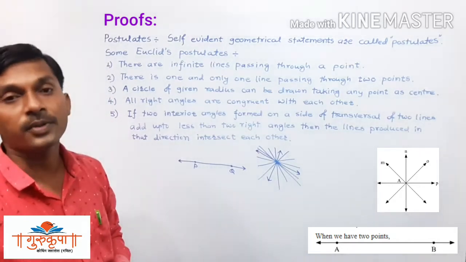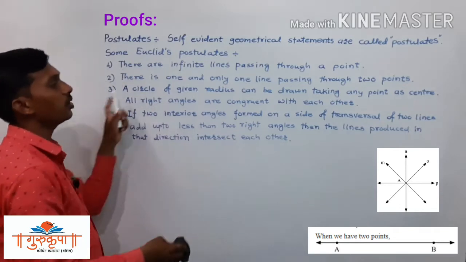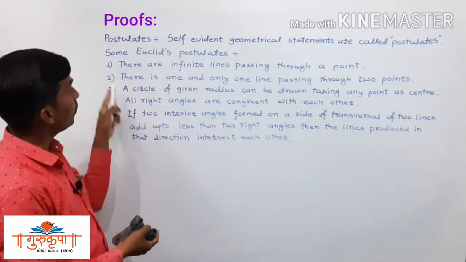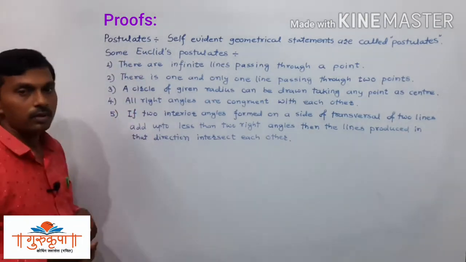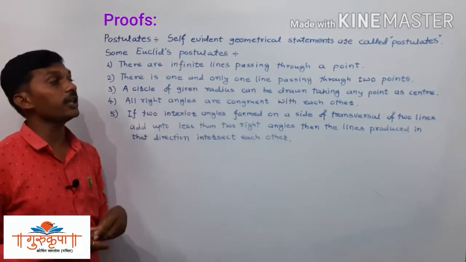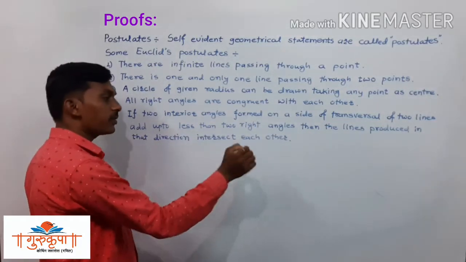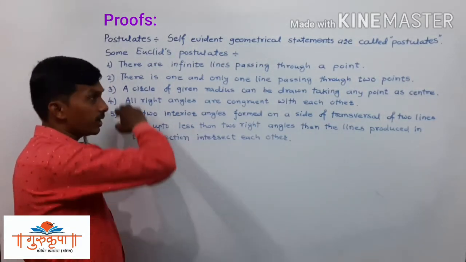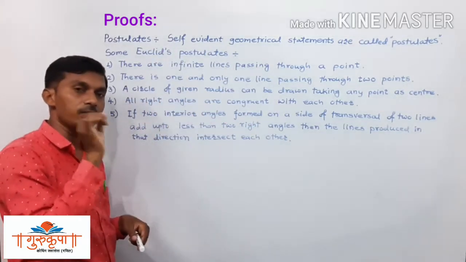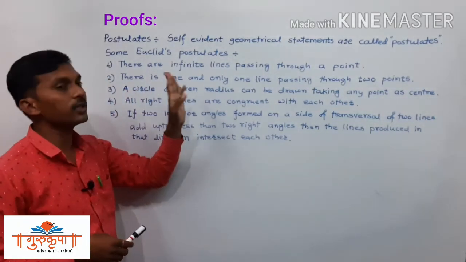Since it is a self-evident statement, it is called a postulate. All these are the self-evident statements of Euclid. We have the third postulate: a circle of given radius can be drawn taking any point as its center. Anywhere in this plane, on this board, we can take a point, and using that point as the center of the circle, we can draw a circle of the given radius.